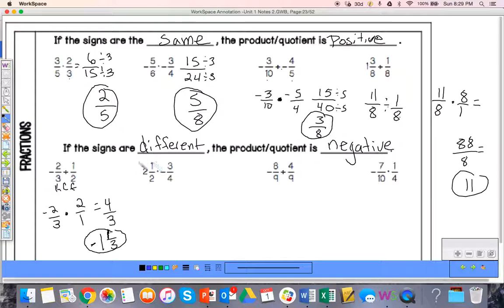First thing here, we have to change this 2.5 to an improper fraction. So 2 times 2 is 4 plus 1. So we have 5/2 times negative 3/4. So we're going to do 5 times negative 3. That is negative 15. 2 times 4 is 8. 8 goes into 15 one time. There's 7 left over, and 8 is our denominator.